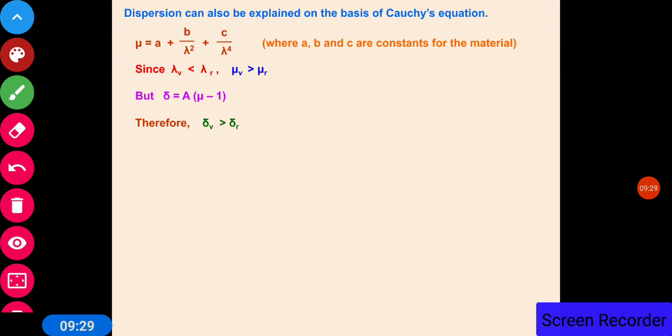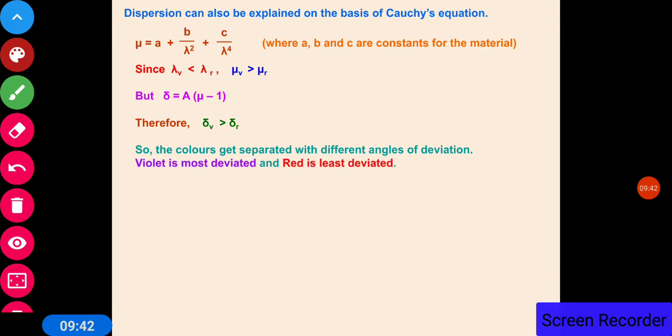But del is equal to A times mu minus 1. Therefore from this relation we can say that del V is greater than del R, that is, the deviation for violet is more than the deviation for red color. So the colors get separated with different angles of deviation. Violet is deviated most and red is least deviated. This is the reason for the dispersion.